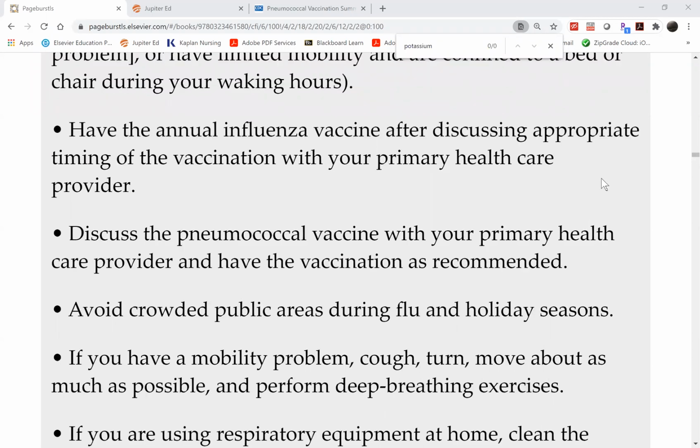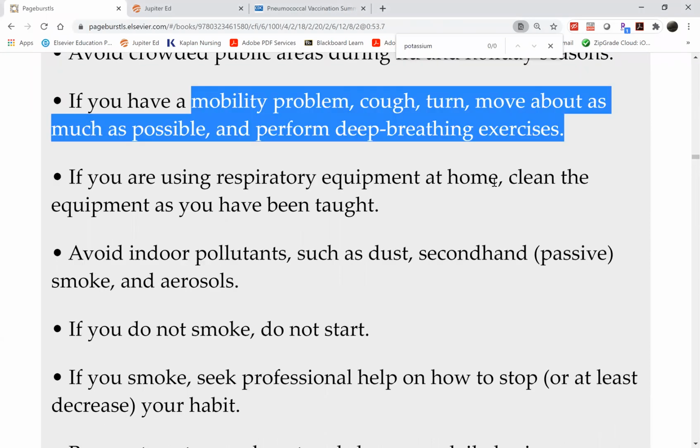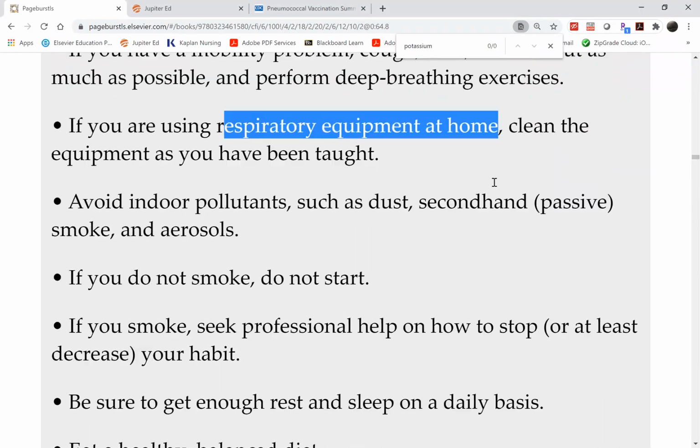These are what we call pulmonary hygiene. Turn, cough, and deep breathe or ambulate. If you have any respiratory equipment, clean them. This is referring to BiPAP, CPAP. Or if you have the incentive spirometer, do the same.